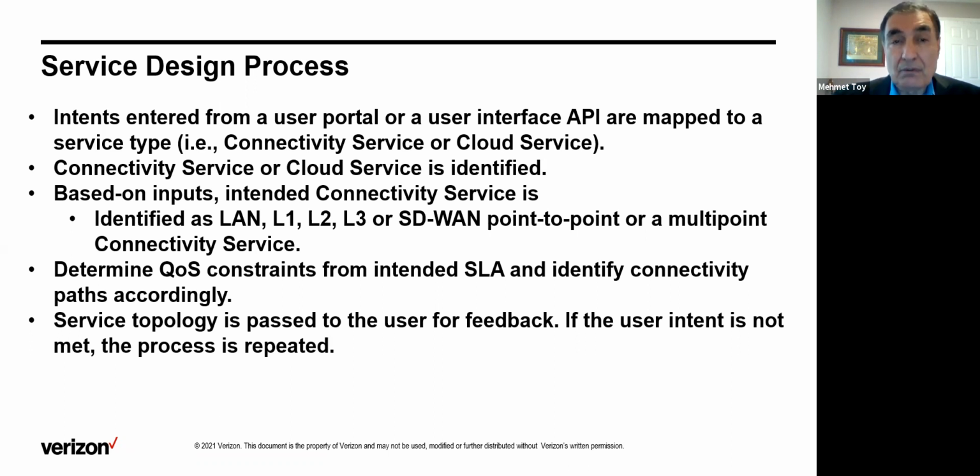If it is a connectivity service, then I go further down. Is it a LAN connectivity, or is it layer 1, layer 2, layer 3, or SD-WAN? Is it point-to-point or multi-point? Once I figure that out, the next step is to look at the QoS or class of service constraints, and how do I satisfy the SLAs, so that I pick the paths accordingly to satisfy those SLAs. At the end, I come up with a service topology and, of course, the details of the service design, and pass it to the customer for feedback. And again, if the customer has feedback, maybe I repeat this process to come up with an optimum solution that satisfies the customer request.